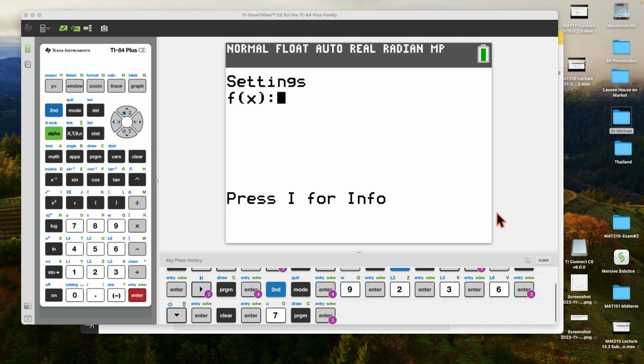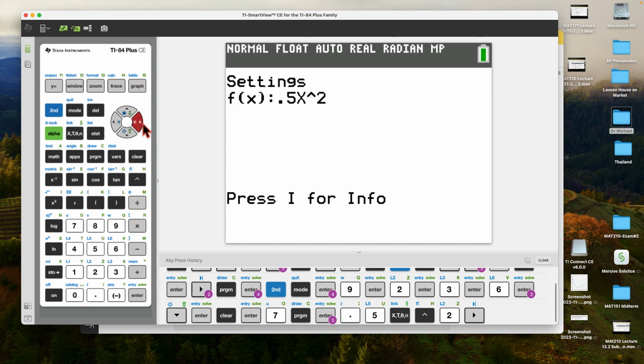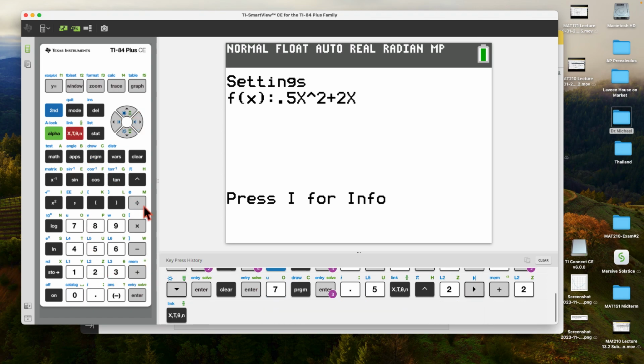let's get a function. Let's go with something not too complicated. How about 0.5x squared plus 2x. And so what we're going to, let me, shoot. I don't know if I can get out of there. Well, we'll live with that.